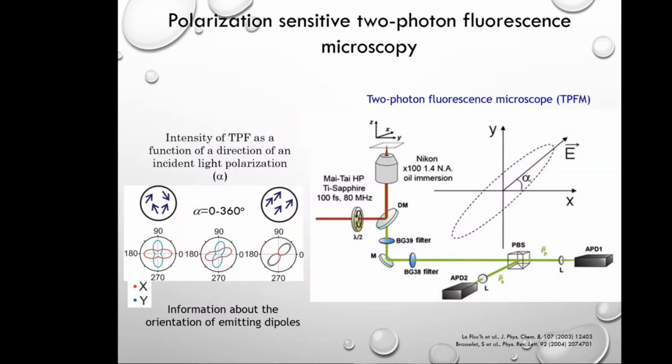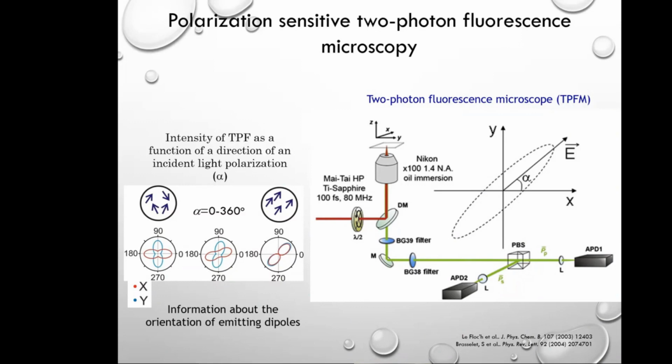Just one very slight inconvenience is that we need to use the femtosecond lasers, which are usually very expensive. However, if we also build polarizers into our system, we may also have the answer about the organization of our molecules in the systems.